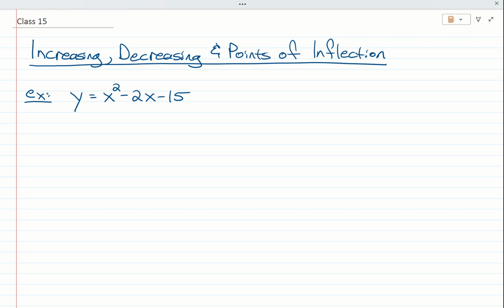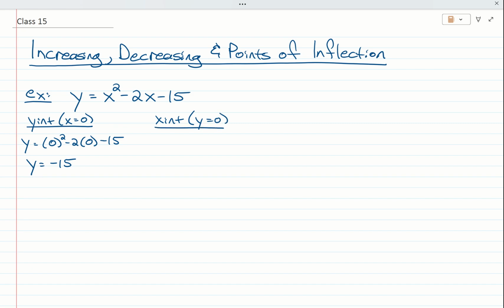What I want to do is go quickly through what we discovered during our last class. If you want to get the y-intercept, you just put 0 in for all the x's. So y would equal 0 squared minus 2 times 0 minus 15, or the y value would be negative 15. That's the y-intercept. To get the x-intercept, you put 0 in for the y. We have a couple different ways to do this. We could either factor or use the quadratic formula.